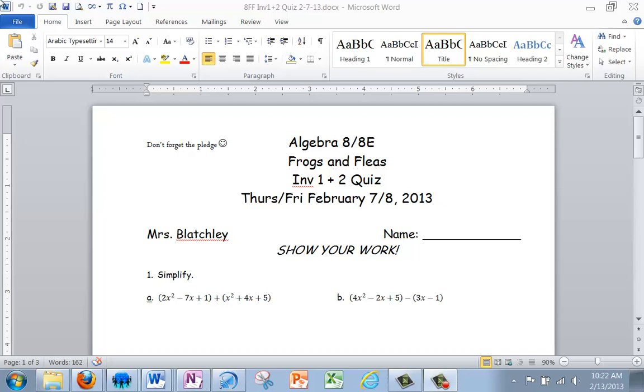Here are your answers to the Frogs and Fleas quiz from Investigations 1 and 2, and this will be important for your unit test, which is coming up soon. So do a real good job on this aftermath.